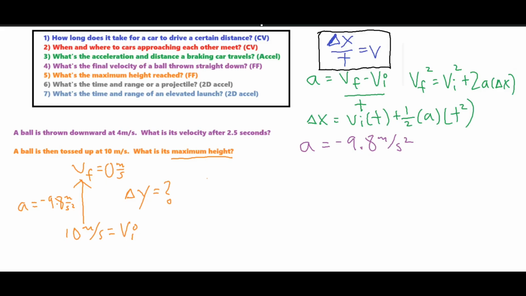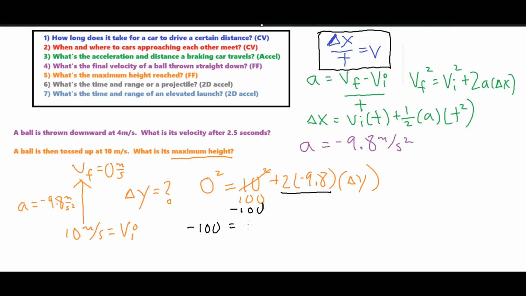So I'm going to have VF squared equals VI squared plus 2 times negative 9.8 times delta y. Our 10 squared is going to come out to 100. So let's go ahead and move that one first and then subtract 100 from both sides, which is going to make this side that's just 0, negative 100. We can multiply these two, which is going to give us negative 19.6 times delta y. And now we're almost done.